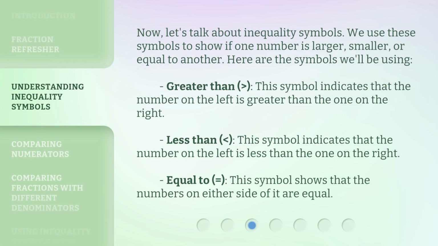Now, let's talk about inequality symbols. We use these symbols to show if one number is larger, smaller, or equal to another. Here are the symbols we'll be using. Greater than. This symbol indicates that the number on the left is greater than the one on the right. Less than. This symbol indicates that the number on the left is less than the one on the right. Equal to. This symbol shows that the numbers on either side of it are equal.